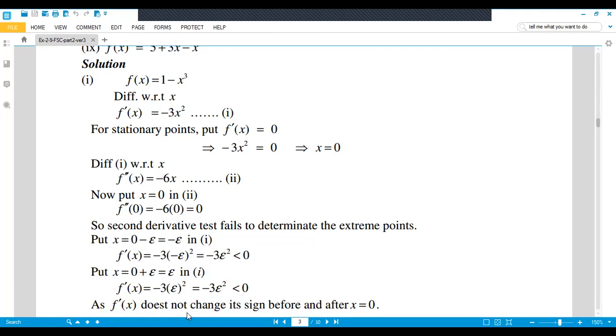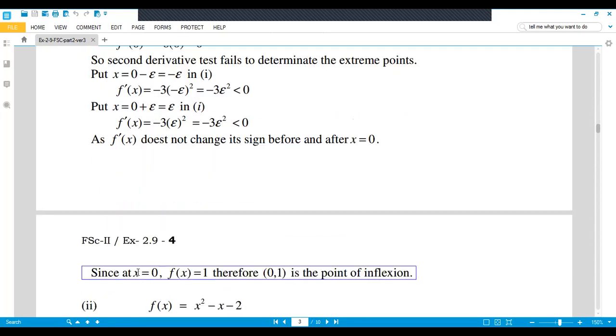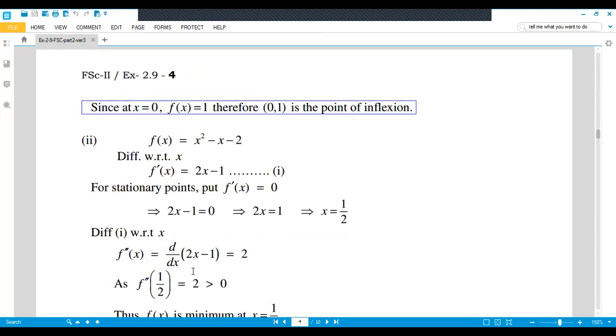So f prime of x does not change its sign before and after x equal to 0. It means that when you put the value of x as negative epsilon or positive epsilon, the first derivative does not change its sign before and after. So since at x equal to 0, f of x is equal to 1, therefore (0, 1) is the point of inflection. So (0, 1) is the point of inflection. You do not get that the given function has a maximum or minimum. Look at the second part.